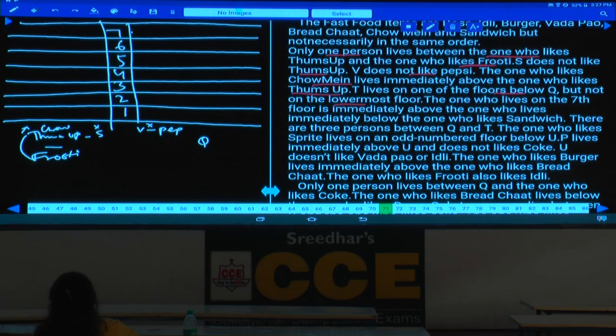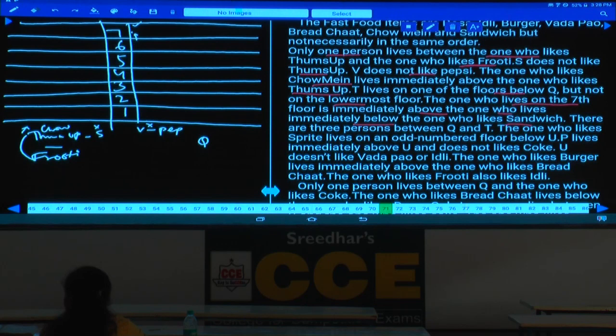The one who lives on the 7th floor is immediately above the one who lives on the 6th floor. Now the 6th floor person lives immediately below the sandwich. Tell me, where should this sandwich be? Sandwich must be at the 7th floor, isn't it?